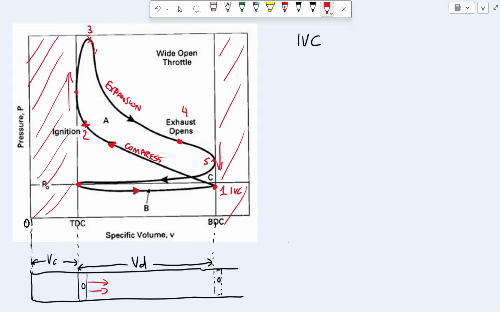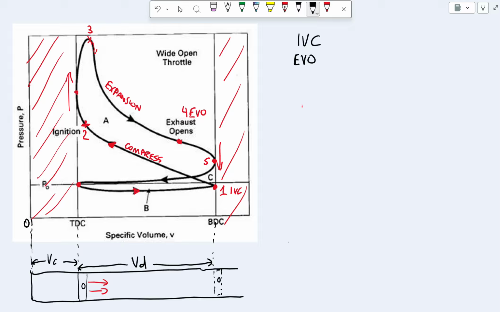We have a 0.5 here that we're going to call the point at bottom dead center. And our exhaust is still open. And so this number 4, we can write as EVO sometimes. Okay, so instead of writing exhaust opens, we write EVO. So I'll write EVO next on our list of things that are going to happen.